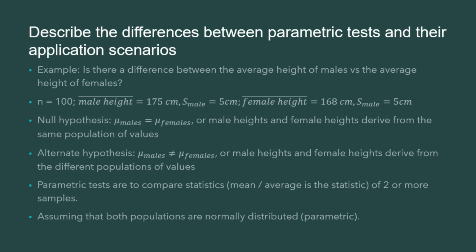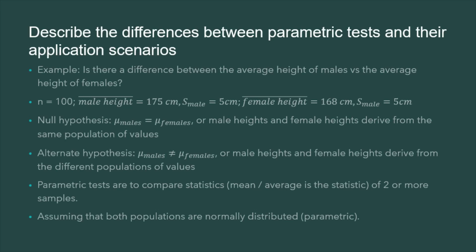Assuming that our result suggests that the average male height is 175 centimeters with a standard deviation of 5 centimeters, while the average female height is 168 centimeters with a standard deviation of 5 centimeters, can we say that the average height of males is significantly different from the average height of females from the alternate hypothesis point of view? Or from the null hypothesis point of view, the population mean of male heights equals the population mean of female heights.